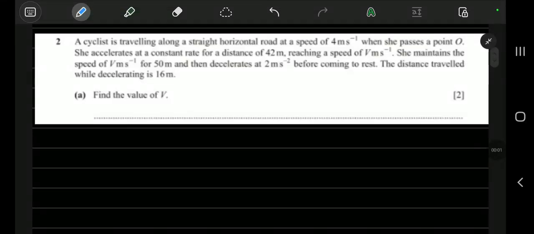Let's do question number 2. Question 2 says, a cyclist is traveling along a straight horizontal road at a speed of 4 meters per second. When she passes point O, she accelerates at a constant rate for a distance of 42 meters, reaching a speed of v meters per second.